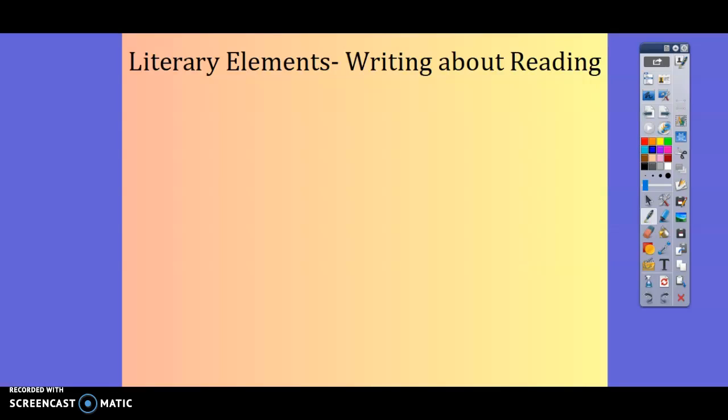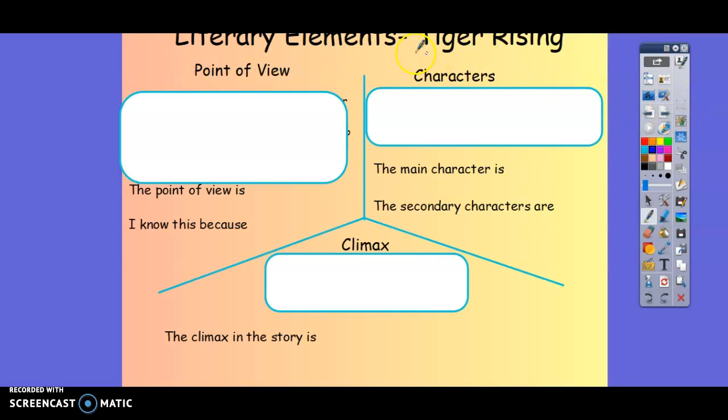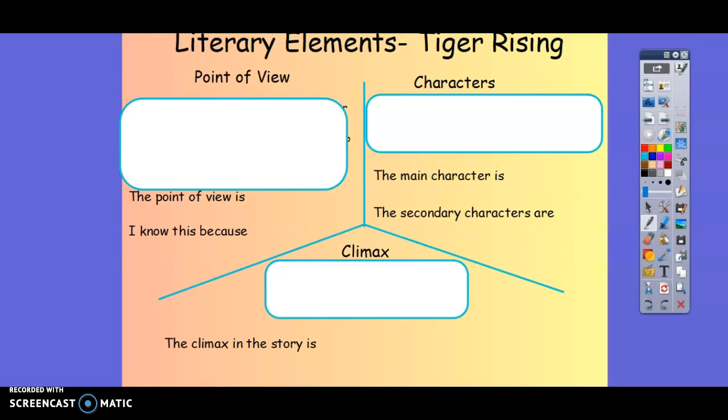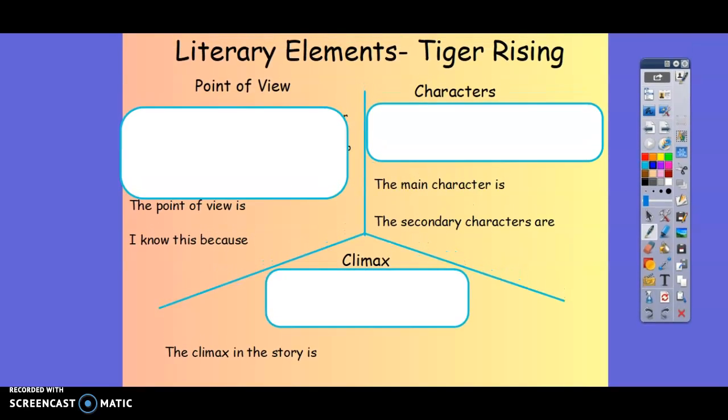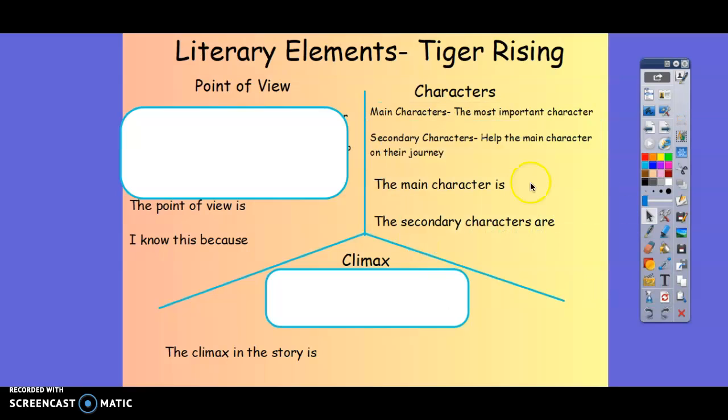So what we're going to do is look and think about this as you would think about it with Tiger Rising. So if we look at Tiger Rising and think about the different parts of the story, let's start with our characters. That one seems to be the most simple one. So our characters, we remember our main characters are the ones that are the most important, right? They're the ones that the story is all about. So we are going to focus on them.